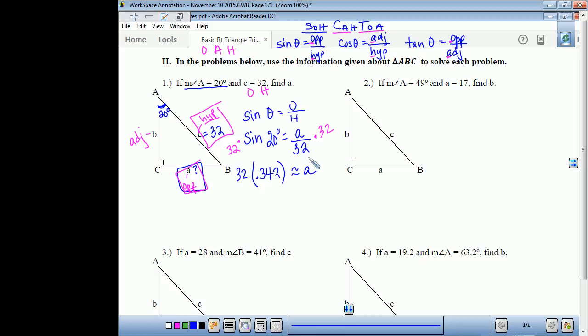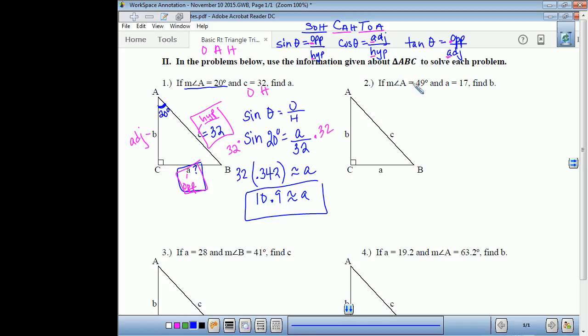Okay, so if we do 32 times sine of 20, this gives us a value of 10.9. So A is approximately 10.9. Let's look at number 2.